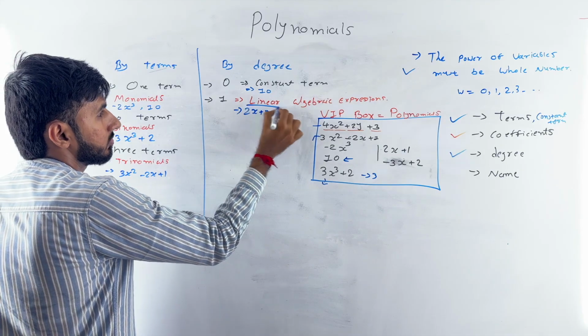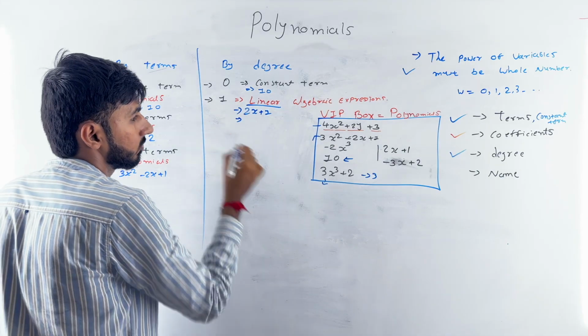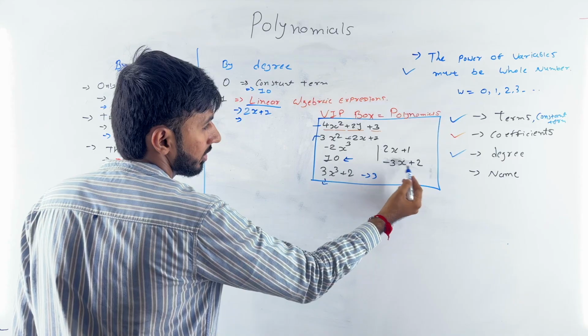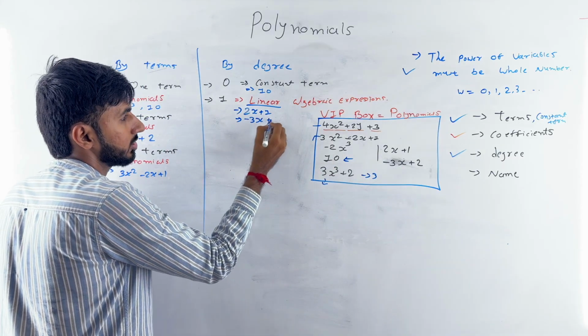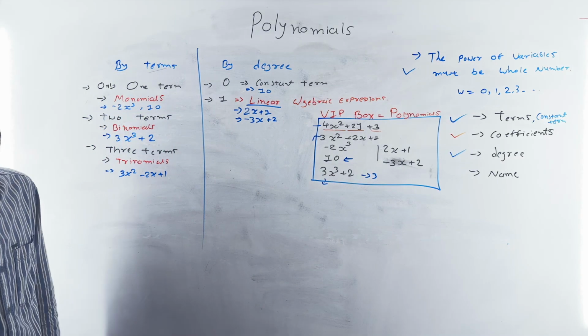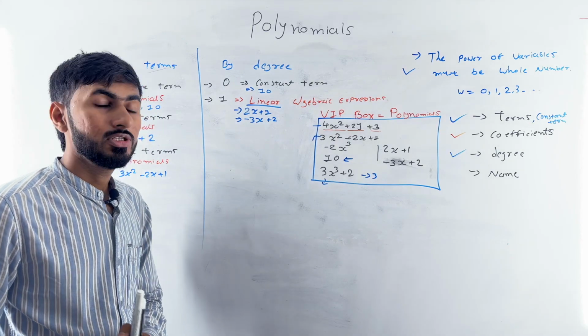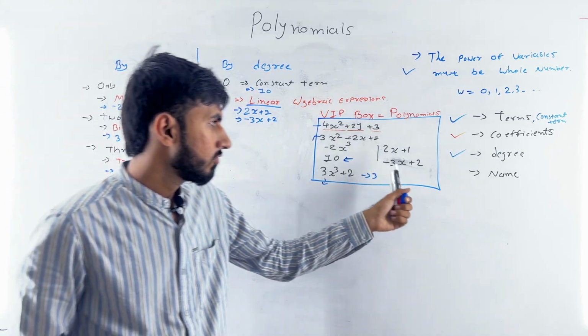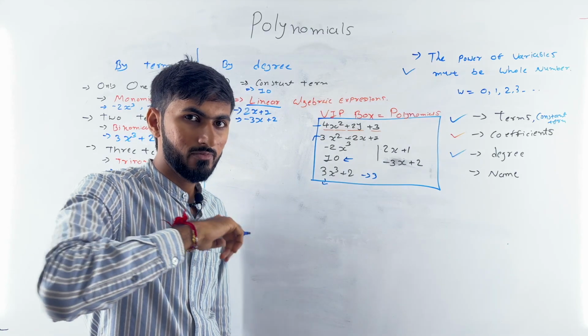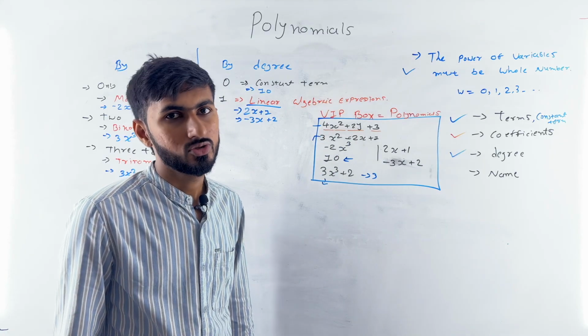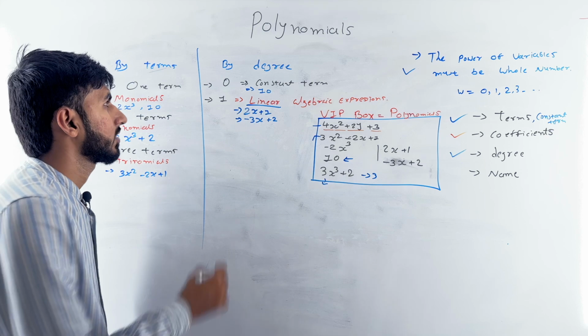2x plus 1, linear. For the second example, I can say minus 3x plus 2, right? Minus 3x plus 2 is also linear because it has a degree 1. Why will we say this is linear? Because when you draw the graph of this equation, your graph will be a single straight line. So we can call it linear, right?